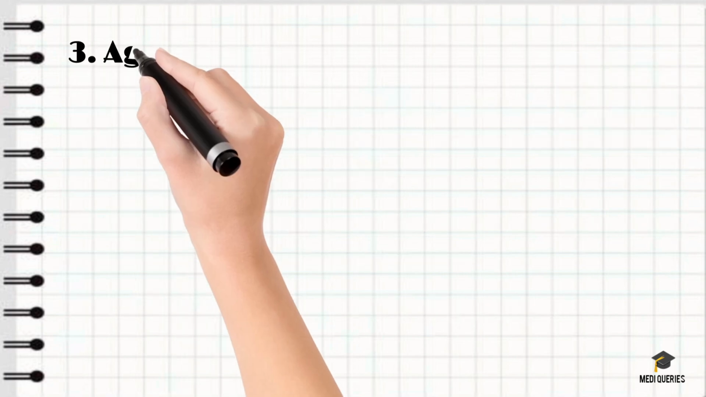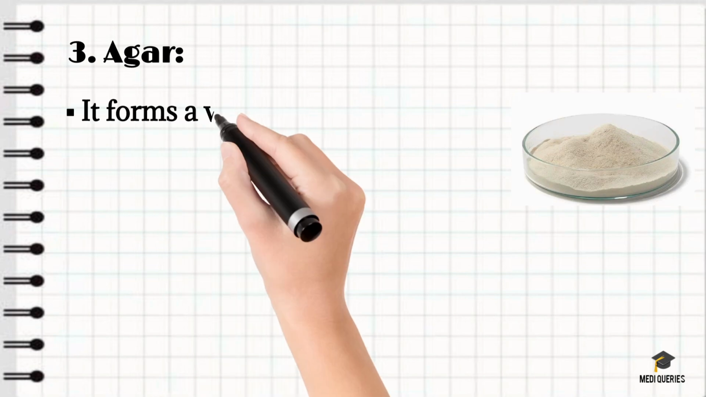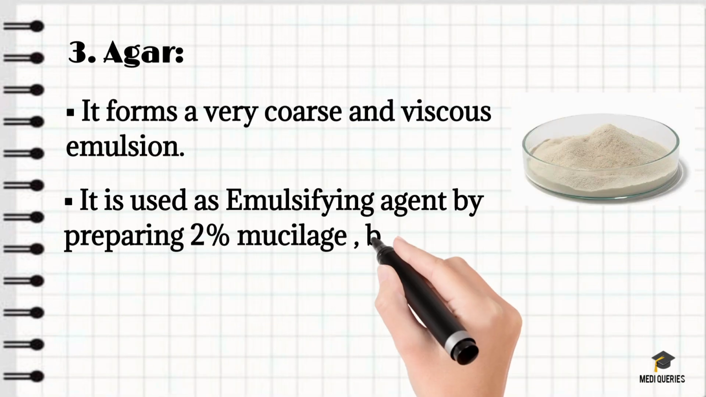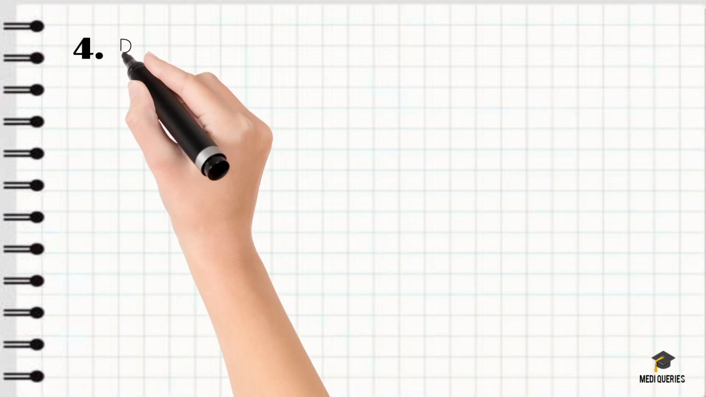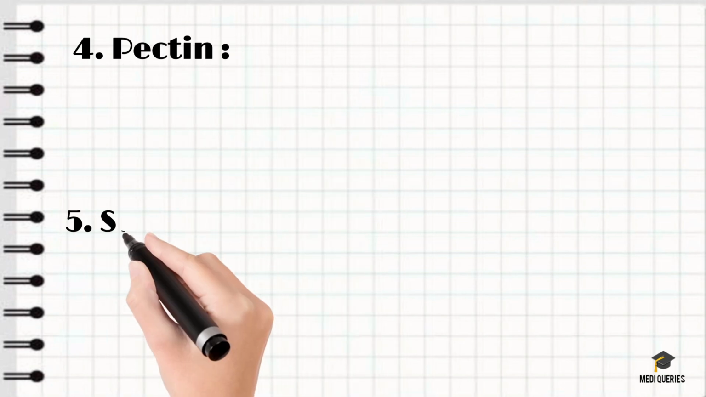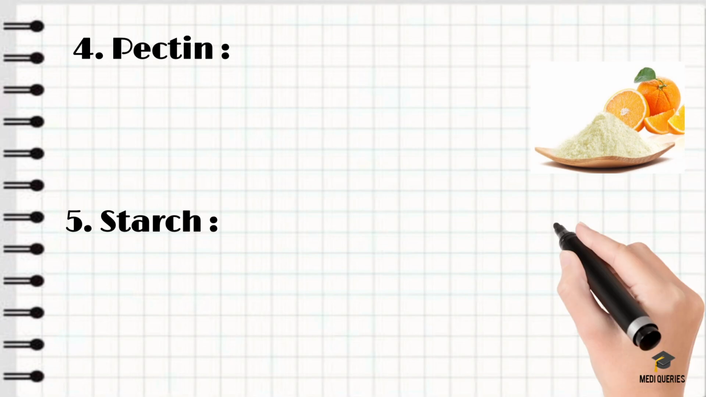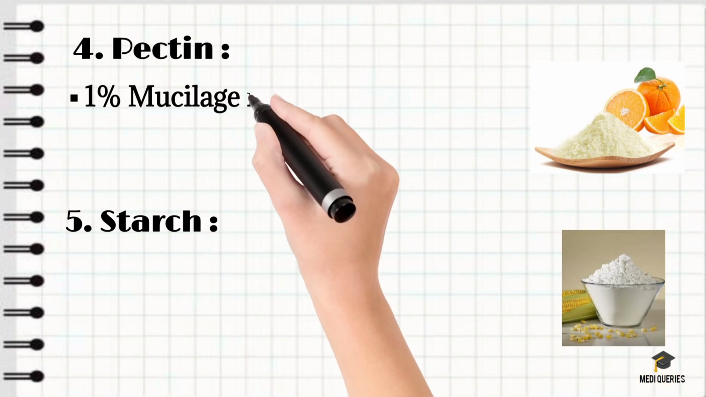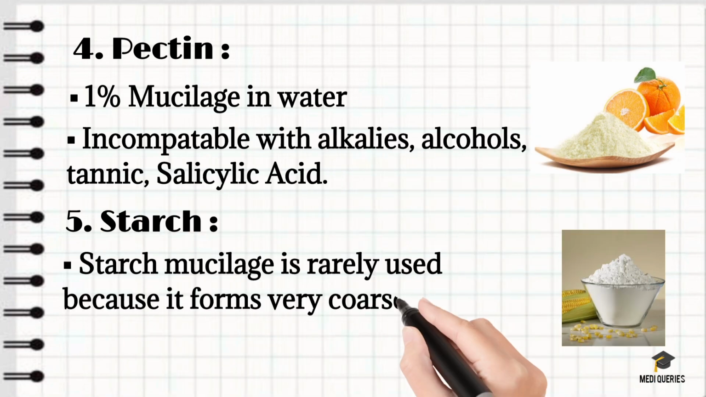Okay. And next one is the agar. It is not a good emulsifying agent as it forms a very coarse and viscous emulsion. So it is used as an emulsifying agent by preparing 2% mucilage, dissolving in boiling water and cooling to 45 degrees centigrade. And next one is the pectin. It is used as an emulsifying agent by preparing 1% mucilage in water. It is incompatible with alkalis, strong alcohols, tannic acid, and salicylic acid.